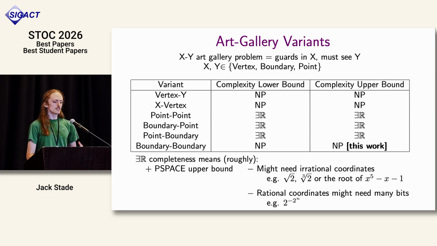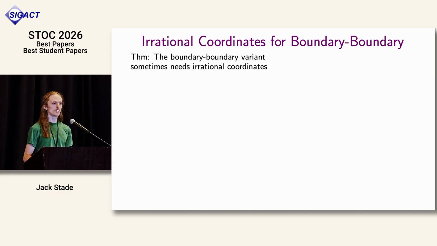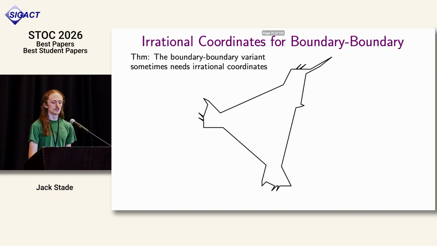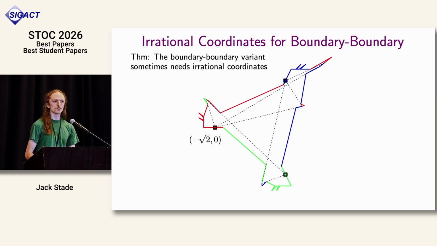And this is somehow kind of tricky. The first reason that this is a little bit surprising is that I show that you sometimes need irrational coordinates even in this boundary-boundary variant. There's this polygon here, and you can guard it with 3 guards like this, and I show that this is the only way of guarding this polygon with 3 guards. And in particular, I need to place the guards at irrational coordinates. This one at the left has a coordinate of like -√2, 0.